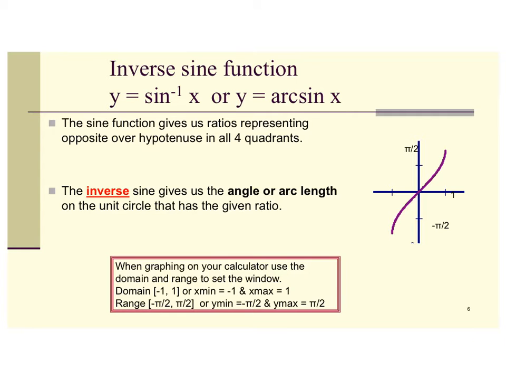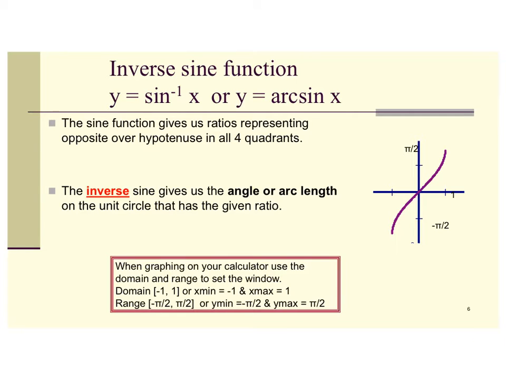Okay, so the inverse sine function can be written in one of two ways. We've seen it as sine to the minus 1, not reciprocal, and we've also seen it as arcsine. Either way is fine, and they mean the exact same thing. The inverse sine gives us an angle or arc length. That's why you use arcsine within the unit circle. So this is giving you the angle as an answer.